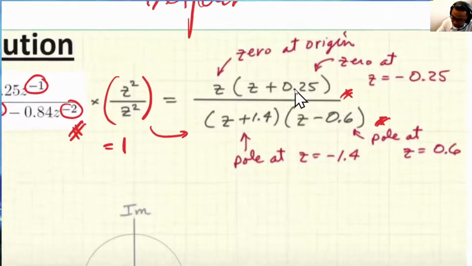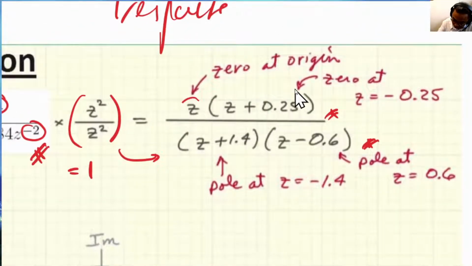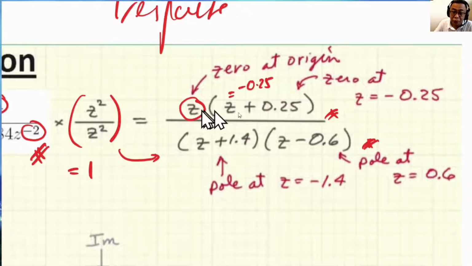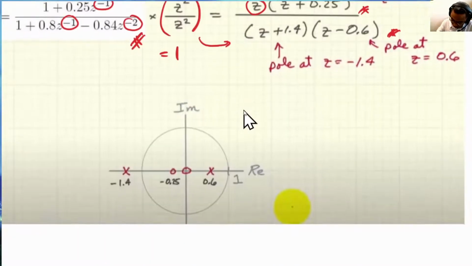How do we identify the poles and zeros? Well, if z is 0, 0 multiplied by everything is 0. So z equals 0 is a root of the numerator. Similarly, z equals minus 0.25 is a root of the numerator. The roots of the numerator are called the zeros of the transfer function. So let's find z equals 0, z equals minus 0.25. Where are they? They're here.